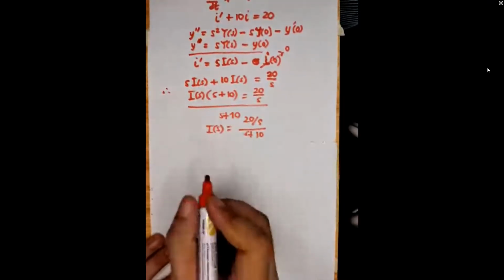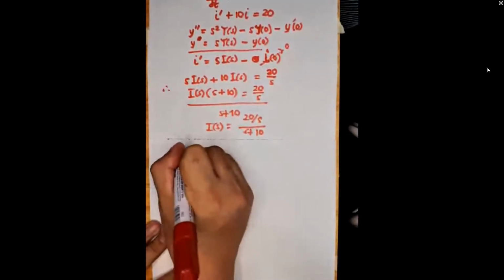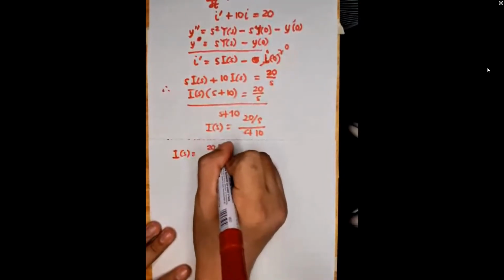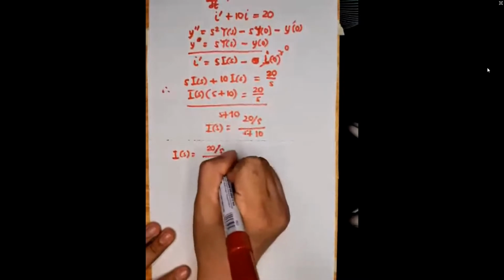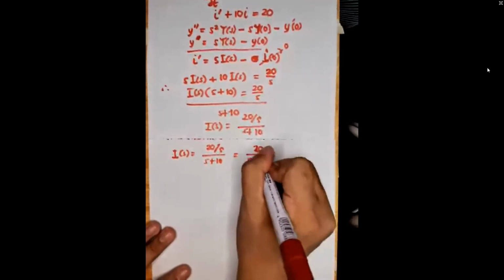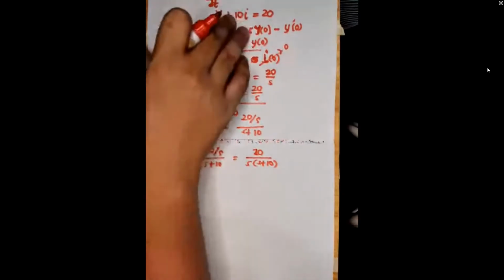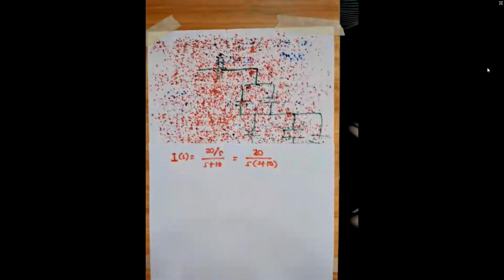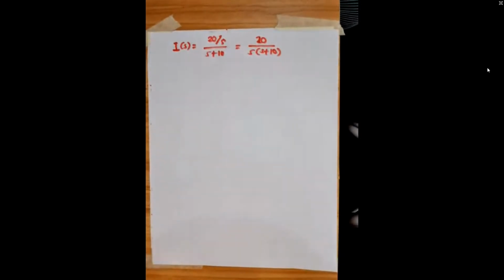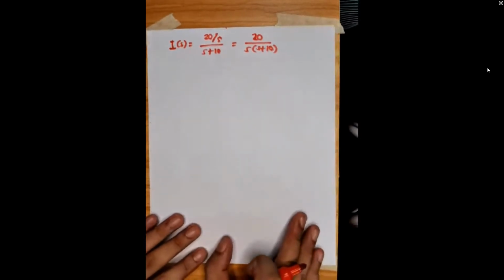Okay. So I will just copy it. I of S is equal to 20 over S plus 10. So let's simplify. This is the same as 20 over S times S plus 10. Ayan, so that is our I of S. Now having this I of S, kukunin na natin yung inverse Laplace to get yung time domain.